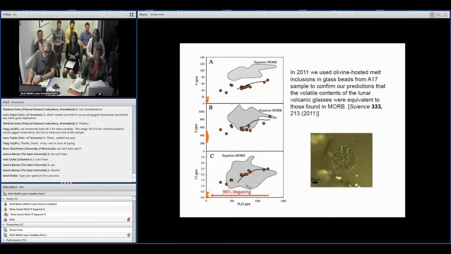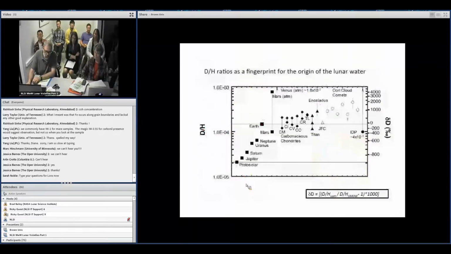In 2011, we showed, based on the study of melt inclusions, that the concentration of volatiles that we see are equivalent to those that we found in mid-ocean ridge. And you can see in this figure a picture of the melt inclusion from Apollo 17, and then fluorine, sulfur, and chlorine versus water content, where the orange dots with the dark rims represent the melt inclusions, the orange dots on the left side without the black rim represent just glasses, and the gray field represents the composition of volatiles for mid-ocean ridge basalts.